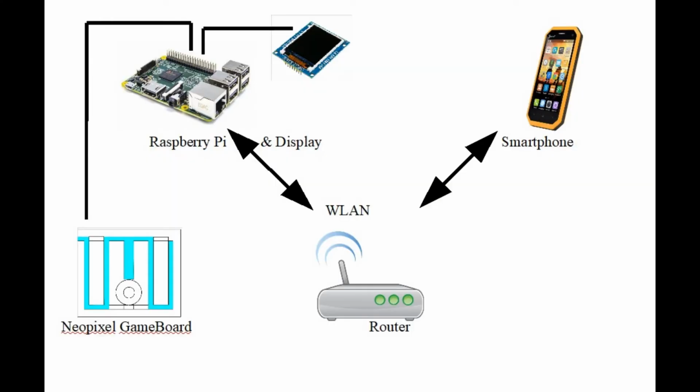This is the system in which the Raspberry Pi and the smartphone are operating in. Both the smartphone and the Raspberry Pi are connected to the wireless LAN router. The router acts as a DHCP server and relates to the smartphone and the Raspberry Pi. They both obtain their IP address from the router. The smartphone communicates with the Raspberry Pi over the router. The Raspberry Pi controls the GameBoard and its display. In essence then, the smartphone controls both the Raspberry Pi display and the Neopixel GameBoard.